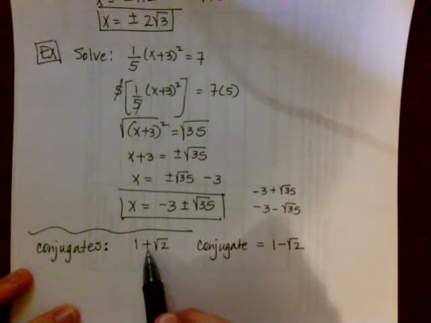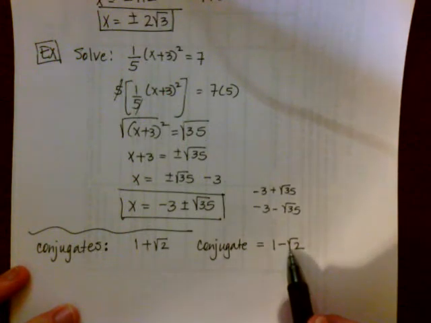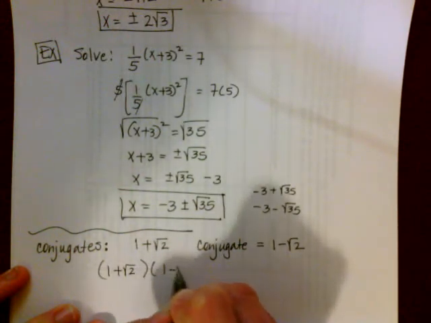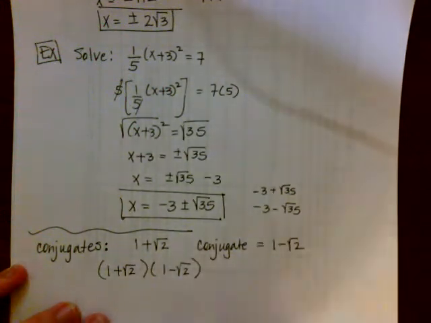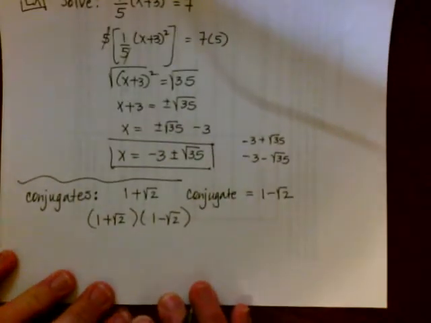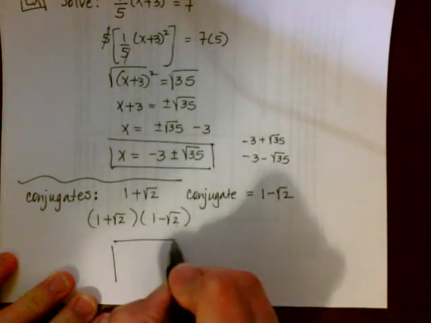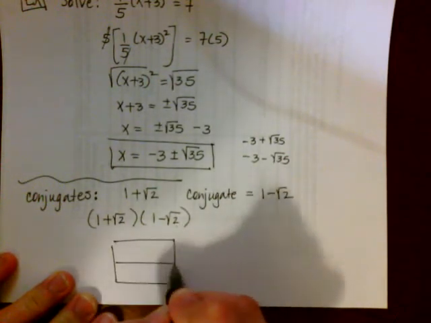So it's always going to be the opposite sign to get the conjugate. When I multiply these two things together, the radical disappears, and that's the purpose of a conjugate. The conjugate makes the radical disappear. So let me do a box to show you.